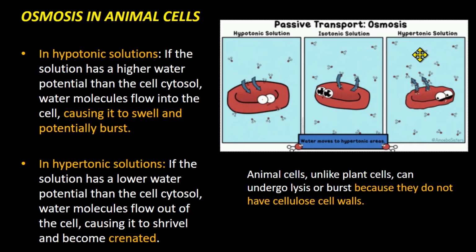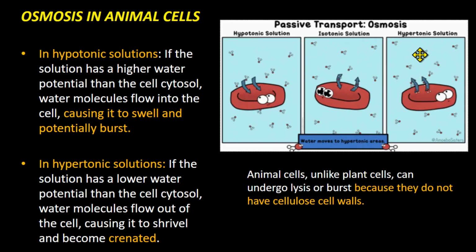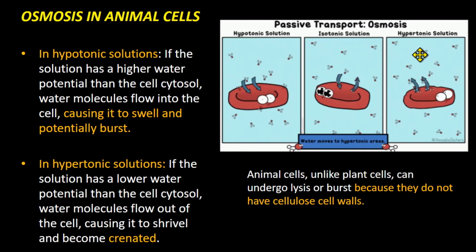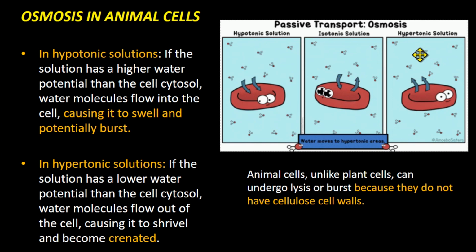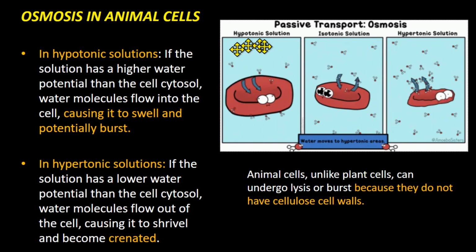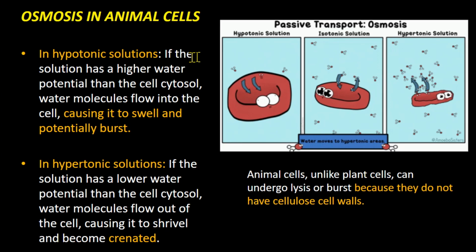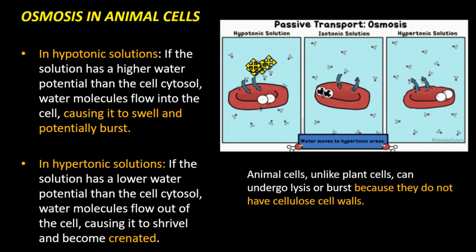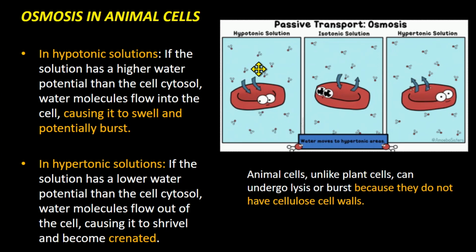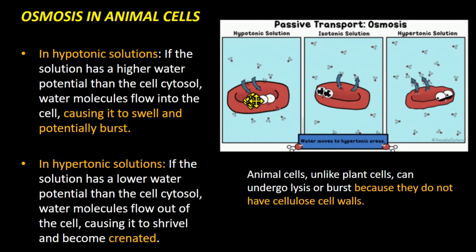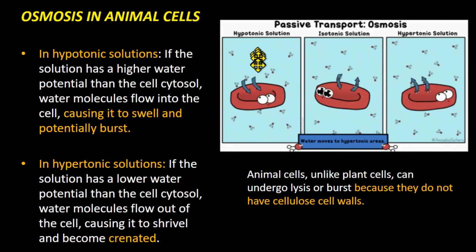How I used to remember it, when you're small and you eat sugar and you get hyper, I used to remember the hypertonic one is the one that contains a lot of sugar. Of course, if it contains a lot of sugar, that means that there are fewer free water molecules in the hypertonic one. The hypotonic one would have a lot of free water molecules because there's no sugar dissolved. So in hypotonic solutions, where there's a high water potential, basically a low amount of sugar, the solution has a higher water potential than the cell cytosol. So water molecules are going to flow into the cell.